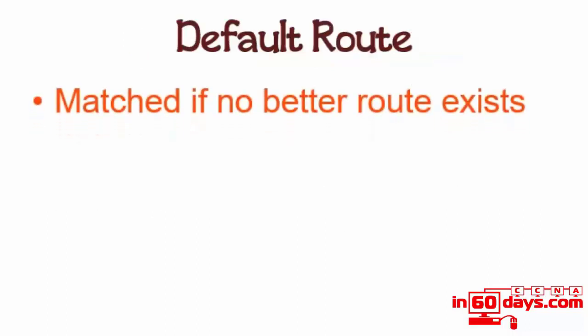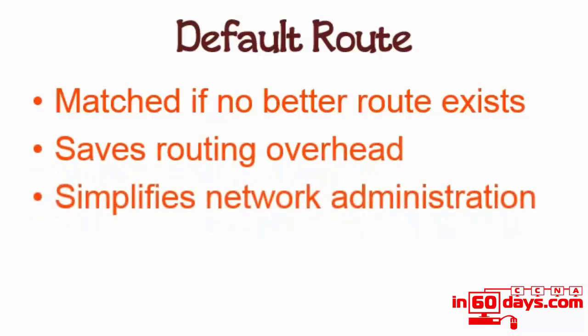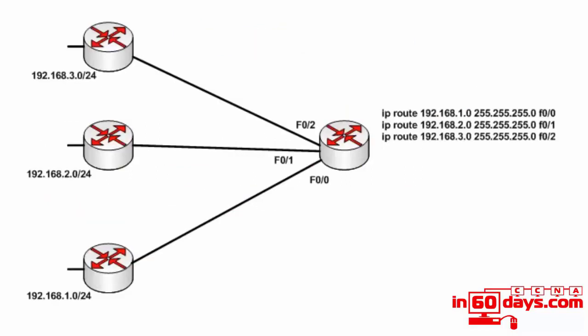Default route. So we want this to be matched if no better route exists. So it's giving our router an option to send traffic somewhere if there's no better way to get there. Generally, the same as I mentioned earlier with static routes, it can save you a lot of headaches and make administering the network a lot easier for you.